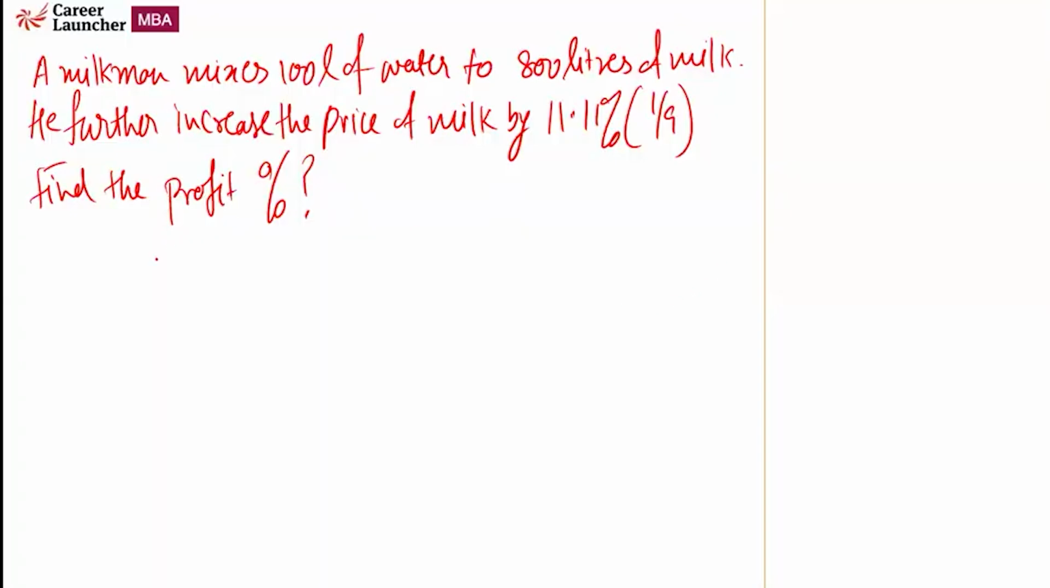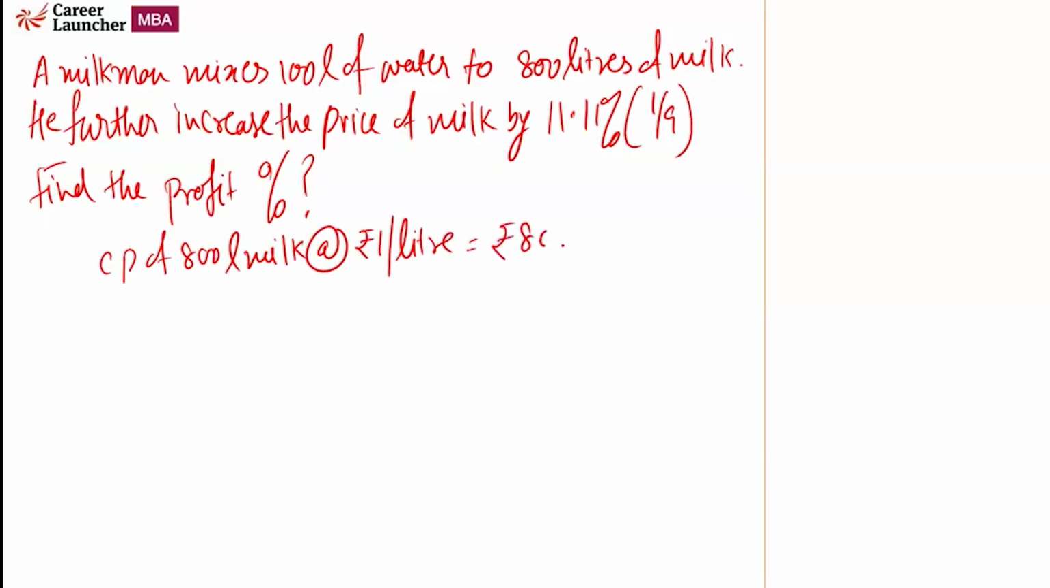Come on, first you say the cost price of 800 liters of milk at the rate of ₹1 per liter. How much will it cost to the milkman? 800 rupees. Do you agree with it? Say the milkman buys milk at the rate of ₹1 per liter. 800 liters of the milk will be bought at 800 rupees. So what is the selling price of 900 liters of milk solution?